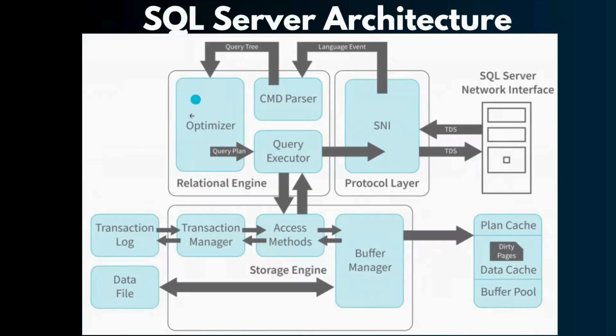Now comes the relational engine. This relational engine is also called the query processor, and it is a core component of SQL Server architecture. It is just like a brain that handles the processing of queries after they have passed through the protocol layer. It is responsible for interpreting, optimizing, and executing SQL statements or commands received from the client.